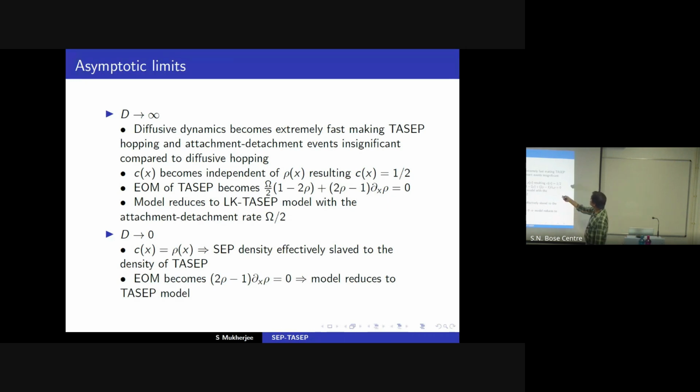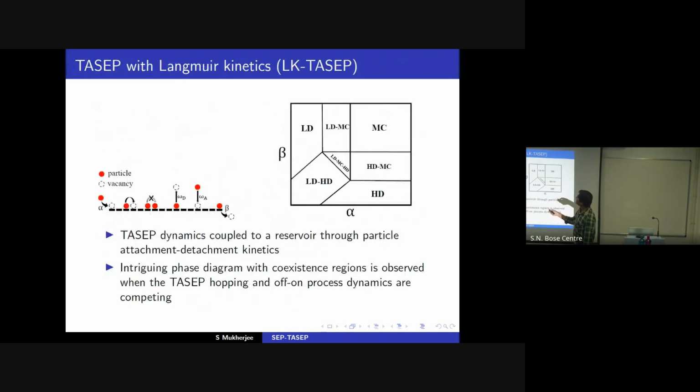So we get the shape density equal to half. And if we put this C(x) equal to half in the equation of motion along with the D going to infinity limit, the equation of motion of the Tassel becomes omega times (1 minus 2rho) plus (2rho minus 1) del x of rho equal to 0. This is the equation of motion of LK Tassel with attachment detachment rate omega by 2. So we can see if we take the D going to infinity limit, our model reduces to the very well known model, which is the LK Tassel model.